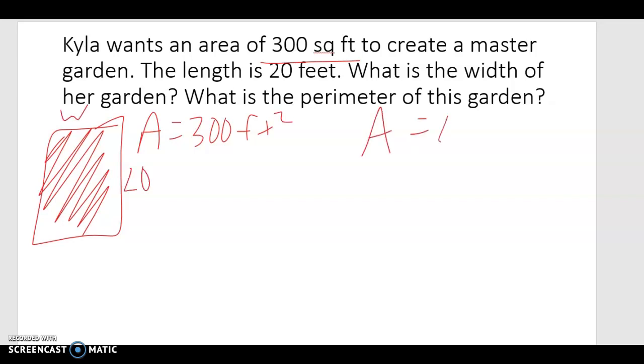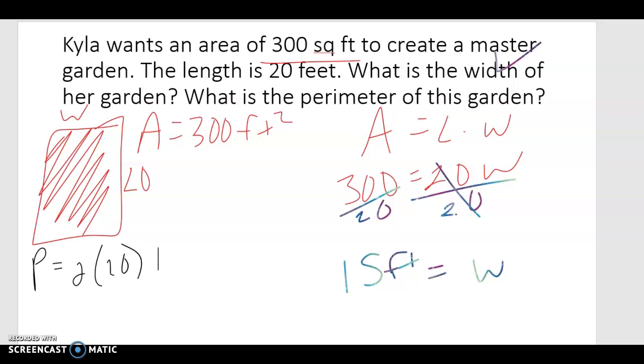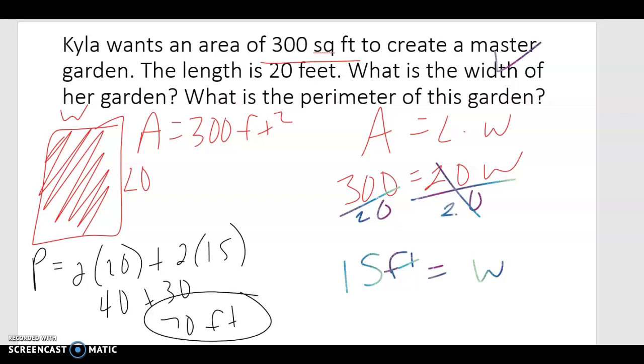Well, I know that the area is length times width. So 300 equals 20 times W. So to find the width, I divide, right? We always do the opposite. Since I have multiplication, I divide, and I know that the width is 15 feet. So that's the first question. The width is 15. So what's the perimeter? Well, perimeter is 2 times the length plus 2 times the width. So 40 plus 30 is 70 feet.